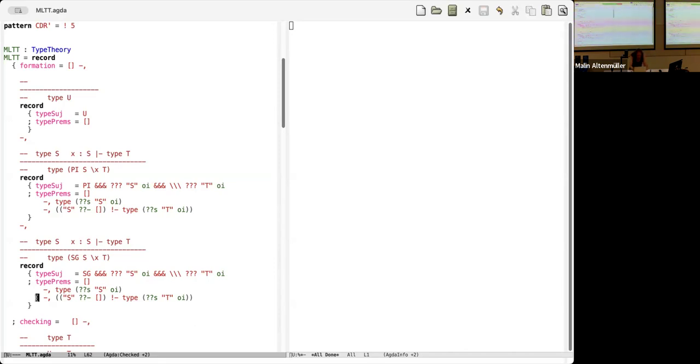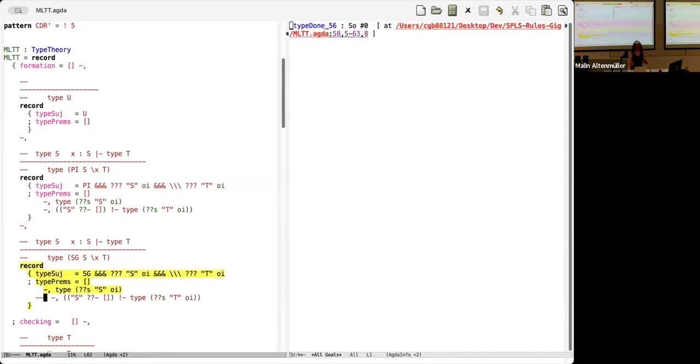If I simply remove this premise, then what are we saying here? We are saying that to check that sigma S T is a valid type, I just have to check S. I don't have to check anything about T. I'm very much hoping that I will get a type error.